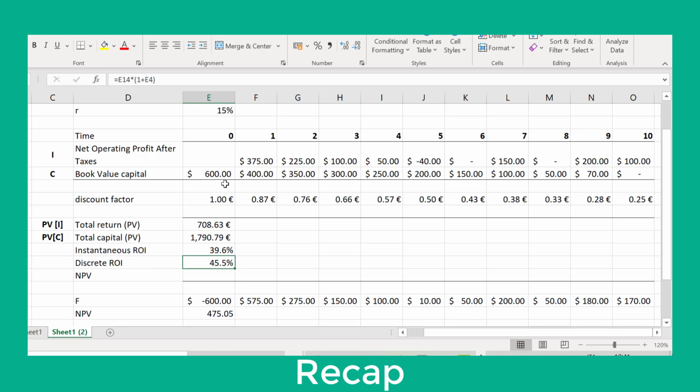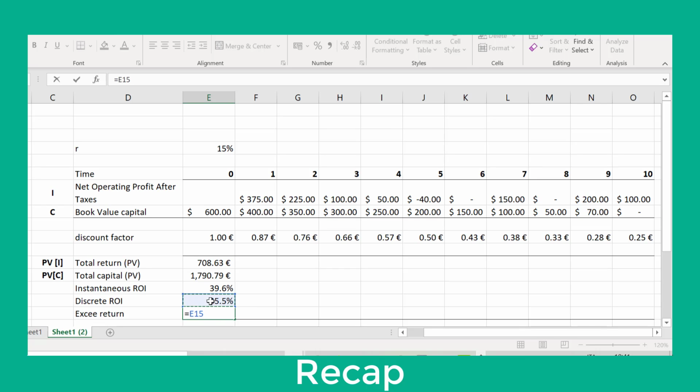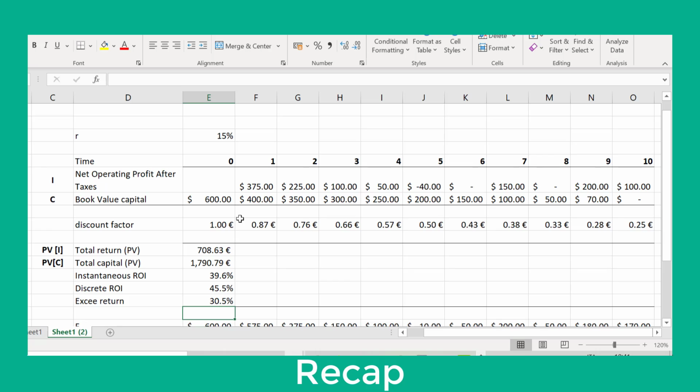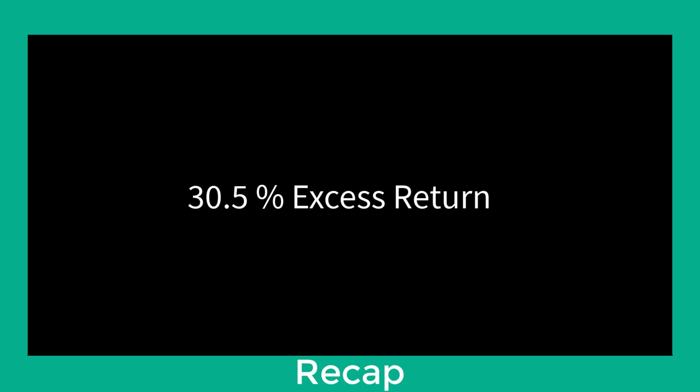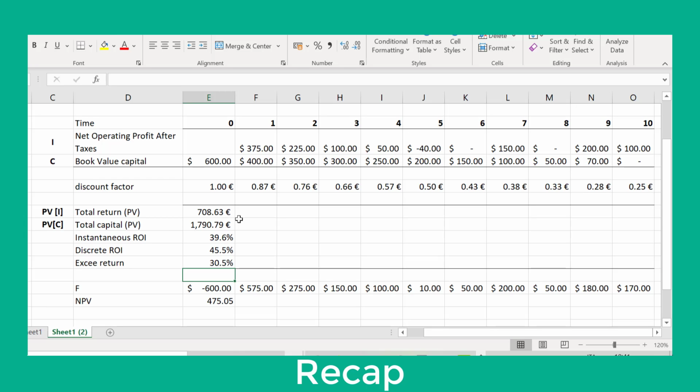The excess return is the difference between 45.5% and 15%. This is 30.5%. The investors get 30.5% more than they would earn if they invested in the market at 15%.